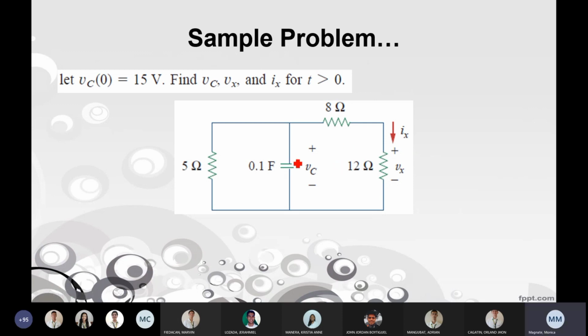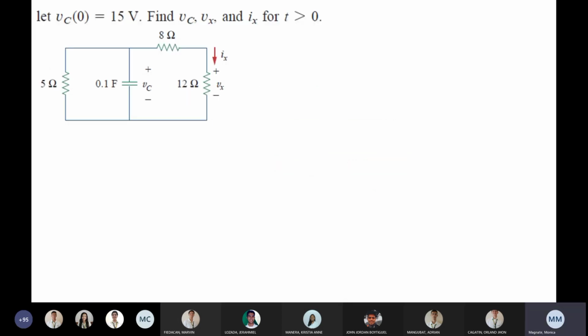So, yung V sub C natin is yung voltage drop kay capacitor na 0.1 farad, at yung V sub X na hinahanap is yung kay 12 ohms naman, no? Para natin siya isolve, lagyan natin siya dito. Ano muna yung una nating gagawin? Kunin natin yung equivalent resistance para ma-solve natin yung RC kasi kailangan natin yung RC. Yung tau kasi natin equal siya sa R equivalent times C.